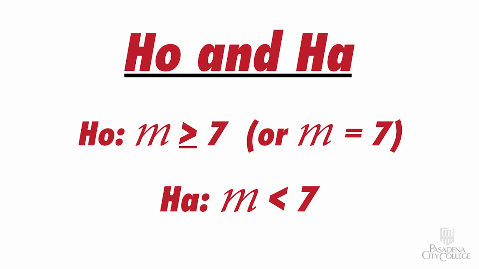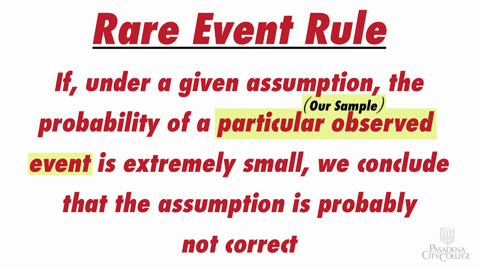What about the next part where it says a particular observed event? If, under a given assumption, the probability of a particular observed event... Well, the particular observed event is the sample that we collect. Oh, so we're going to use stats to determine whether our sample was unusual or not? Exactly, but we're going to have to explore that in the future. Oh, okay.